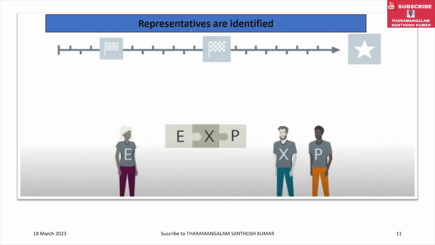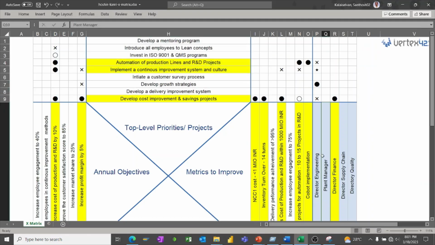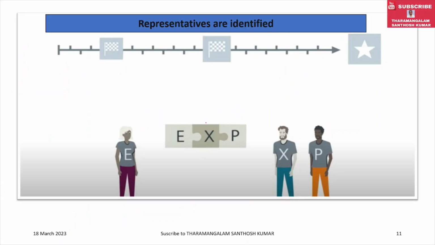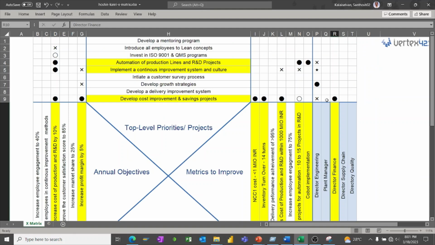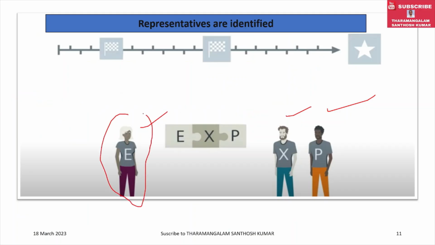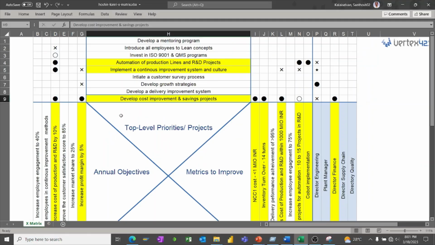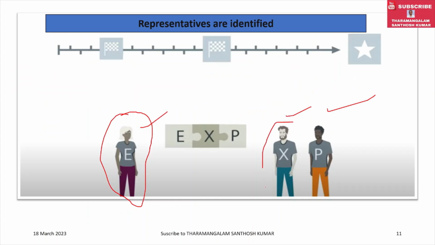Now, all the representatives, like how I explained: the director of engineering, plant manager, director of finance, director of supply chain, director of quality. These are the responsible persons who have been given this task. Wherever primarily correlated, they will work; for example, the director of finance will work on development, cost improvement, and saving projects. So let us take Martina as the director of finance here. So she starts working on the development cost improvement saving project. He is Mr. Director of Engineering. He will work on the growth strategy projects. Like that, the representatives will start working on their respective projects.